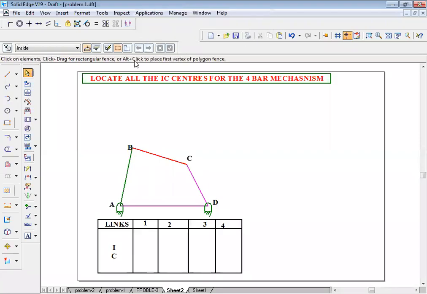Welcome to all. Let us take a first problem on the instantaneous center. The first question is: locate all the instantaneous centers for the four-bar mechanism as shown in the figure. In this examination problem, they are given this four-bar chain, and they mentioned just A, B, C, D.